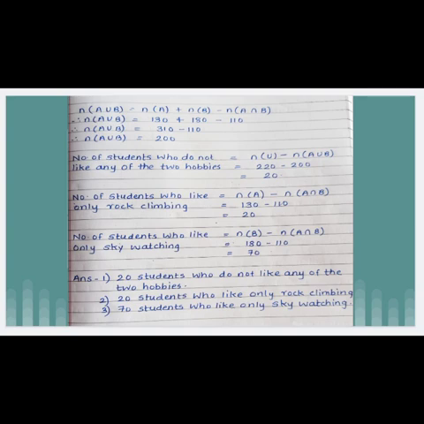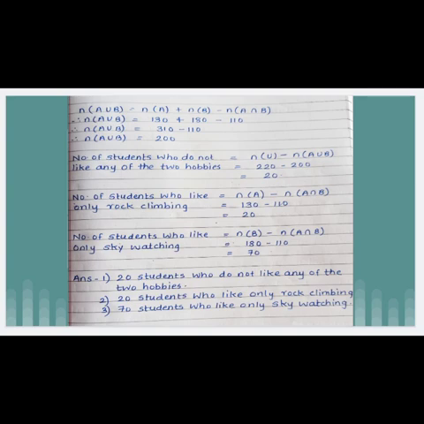Number of students who like only sky watching. To find this, we will subtract the intersection set from the sky watching set. So hence number of B minus number of A intersection B is equal to 180 minus 110. We got the answer 70.